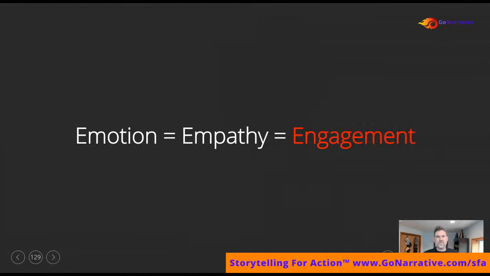Okay, so you get your emotions right. You build empathy. With empathy, you can create engagement. And this is so important for any of our businesses, right? If we upset somebody, they're not going to have any empathy for us. They're not going to connect with us. They're going to walk in the other direction, right?